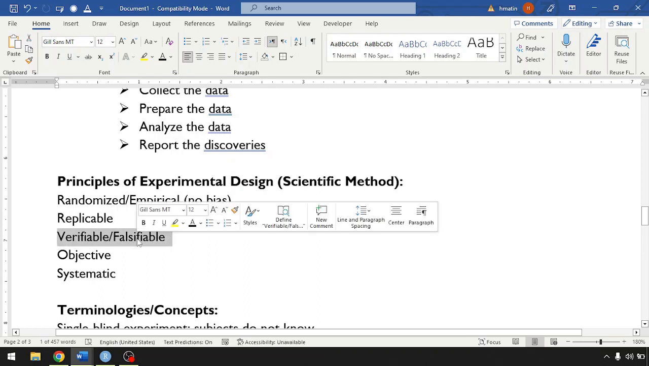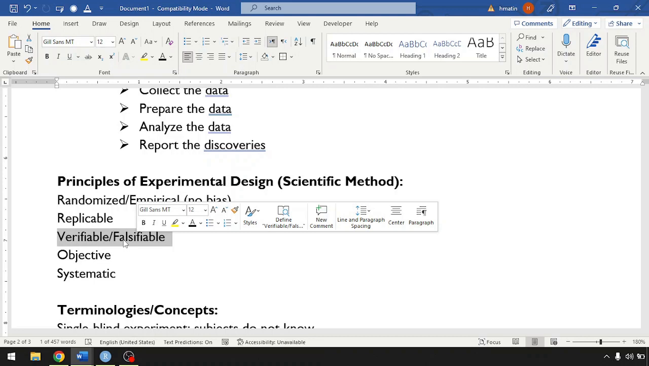And the other one is verifiability and falsifiability. Any scientific study, any scientific discovery has to be verified. So it has to be falsifiable as well. No knowledge is end knowledge. No science is ultimate. Science is developmental and evolving. So just because something has been discovered through scientific method does not mean it's ultimate. It has to be verified and also has to be falsified.